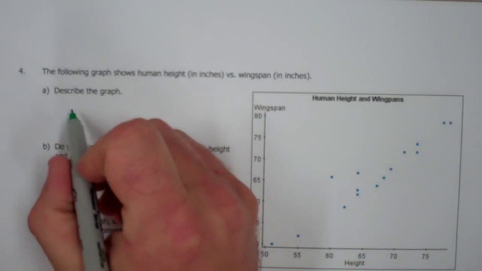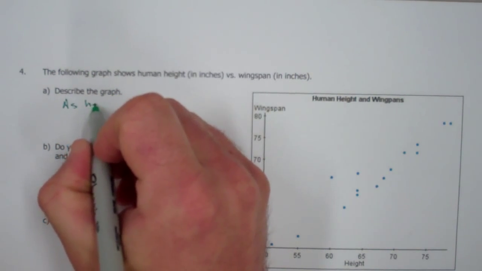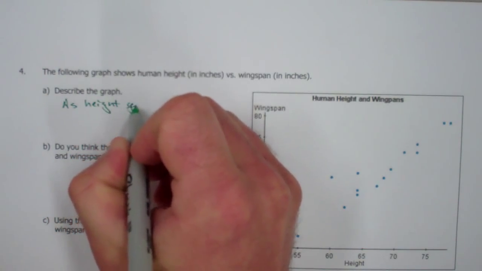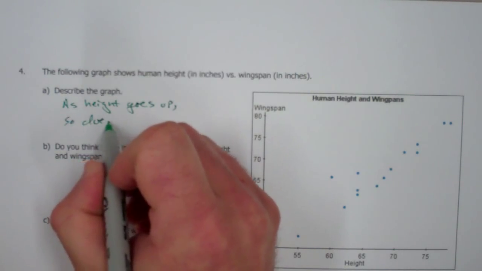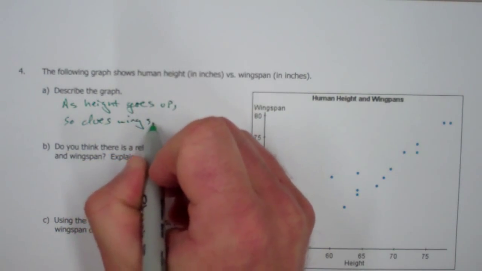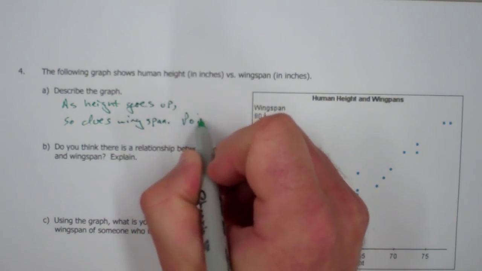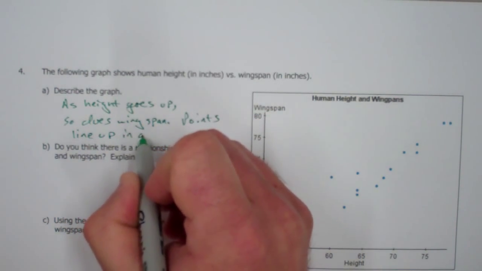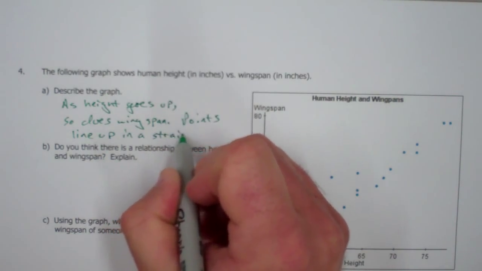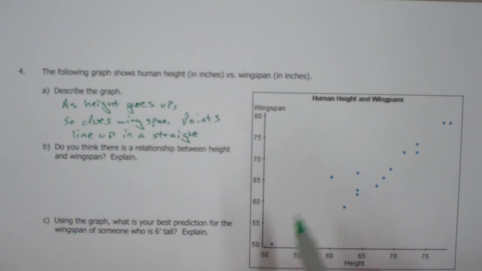Well, it seems like as height goes up, so does the wingspan. We could also say that the points line up in a straight line. In other words, there seems to be a linear relationship.